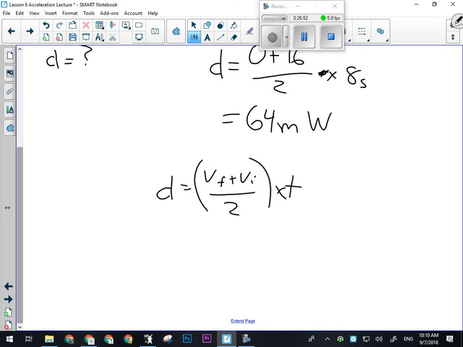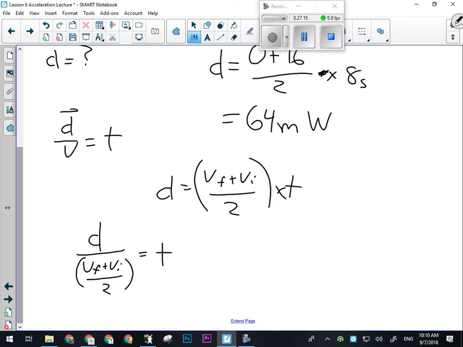Right? I'm multiplying this by t. If I want to move it, I do the opposite. I can do whatever I want as long as I do it to both sides. Okay, so I'm going to divide the whole thing over to this side. So d over vf plus vi over 2 equals t. Okay, this, guys, is the same as this. Right? When we manipulate v equals d over t, that's what we get. Same thing here. Average velocity, displacement divided by average velocity equals time.